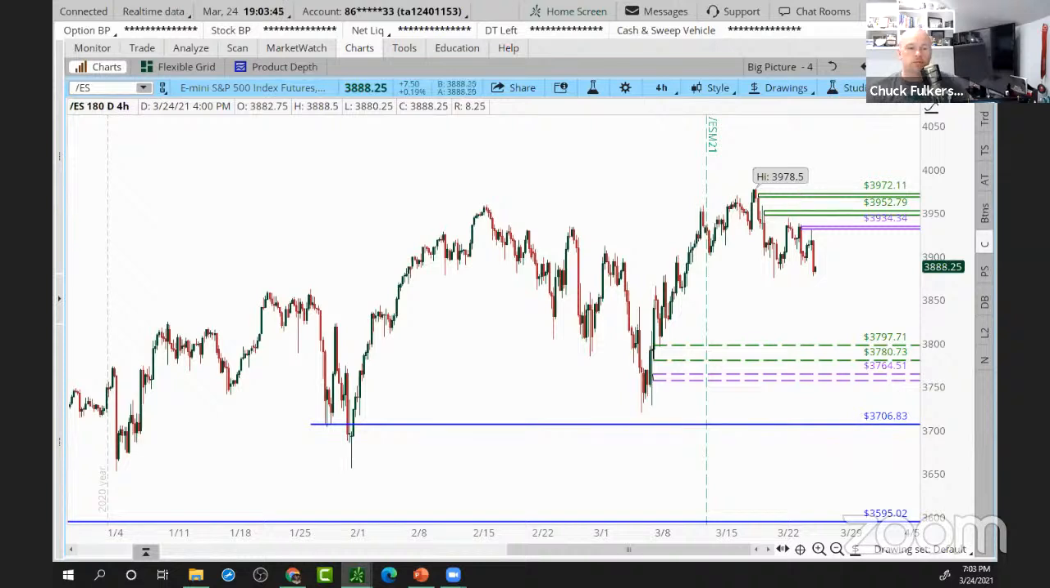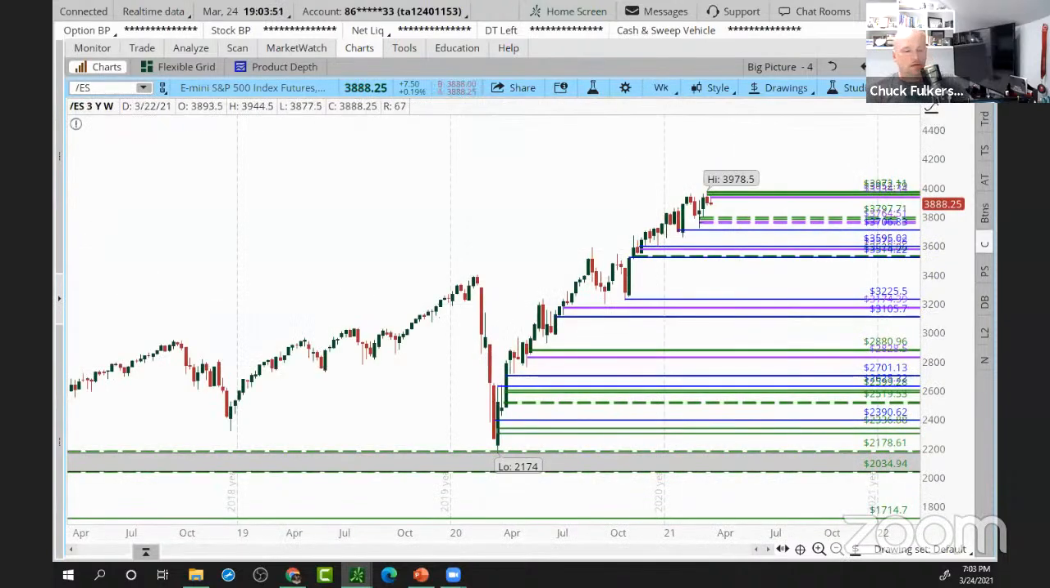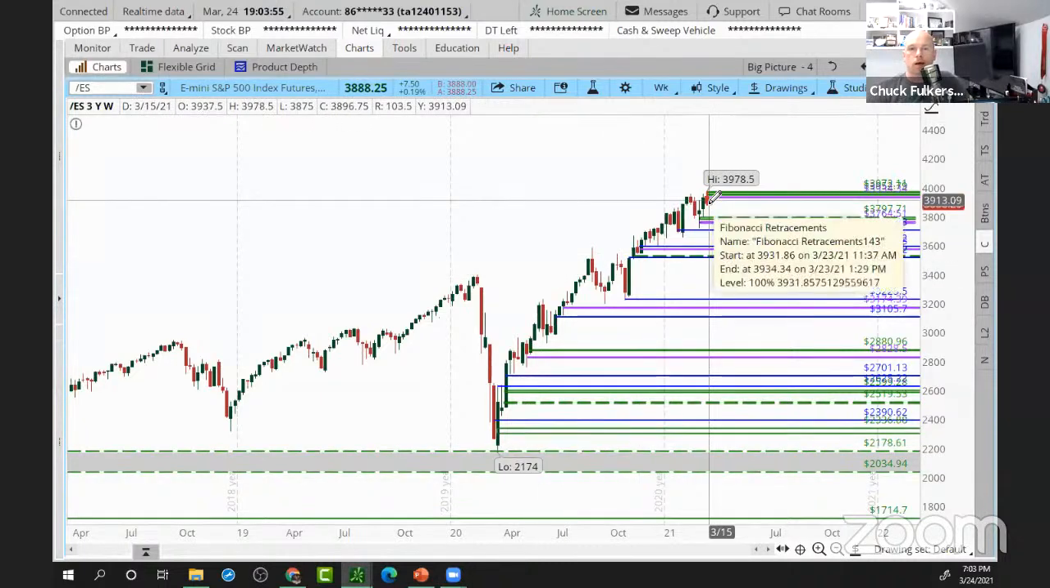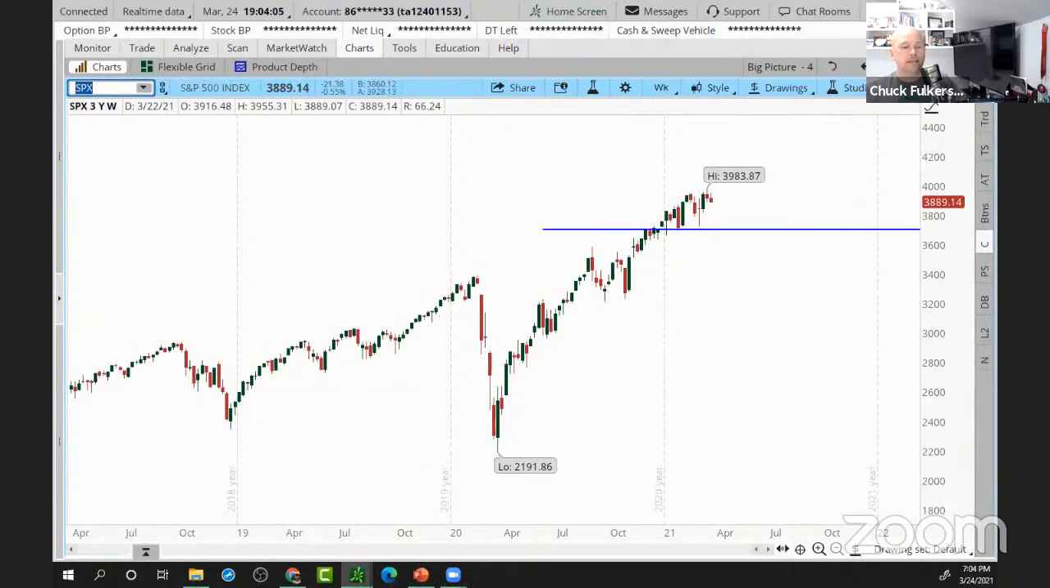When we go to the much bigger picture, what I want to do is go to the weekly chart, because when we talk about wealth essentials, we're completely talking about bigger picture stuff. We've got to start looking for areas where the market can start to show weakness. So let me ask you guys this. I'm going to switch right to the SPX chart instead of the ES.